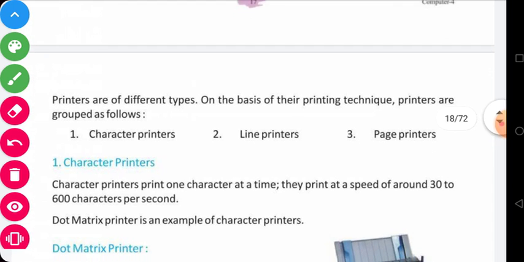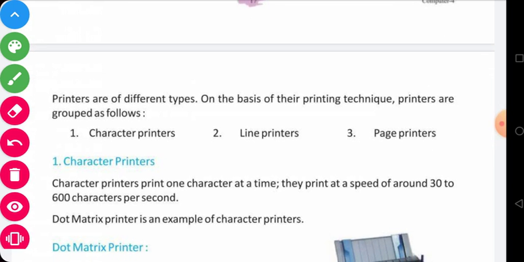Printers also come in various types on the basis of the technique used in the printer. They can be classified into various categories. First one is called character printer, second one is called line printer, and the third one is called page printer. So we are going to learn one by one what are the three types of printers. The first one is character printer.